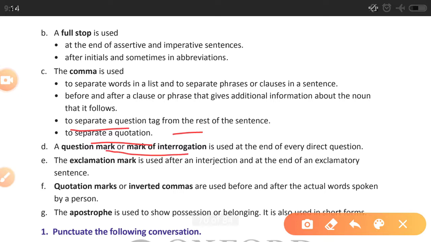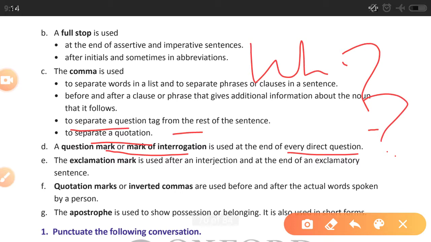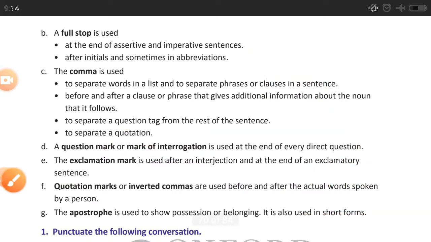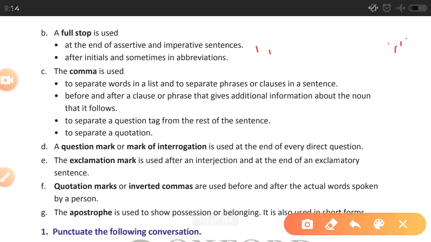A question mark or mark of interrogation, like this, you know very well, is used at the end of every direct question. So, what is your name? Question mark. The exclamation mark is used after an interjection and at the end of an exclamatory sentence. Exclamation: what a victory! Sign of exclamation we will put here. What a victory! How beautiful! Interjection, exclamation. Quotation marks or inverted commas are used before and after the actual words spoken by a person. I have already told you about quotation marks. We put the words in quotation marks. These are called inverted commas, quotation marks. They could be double or single.